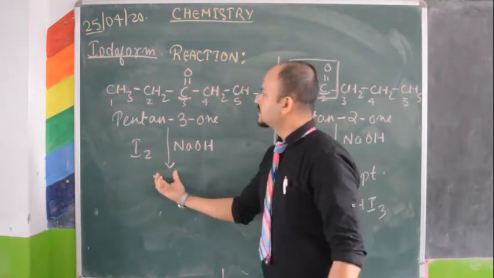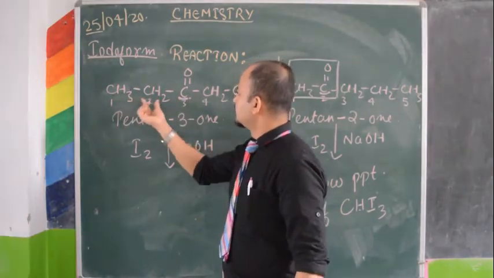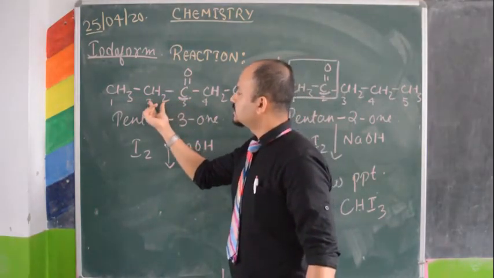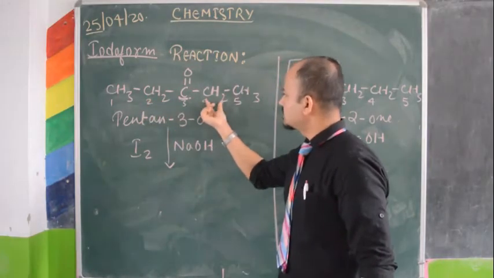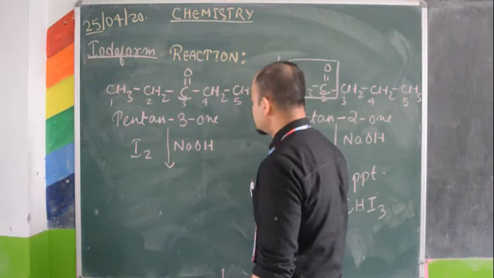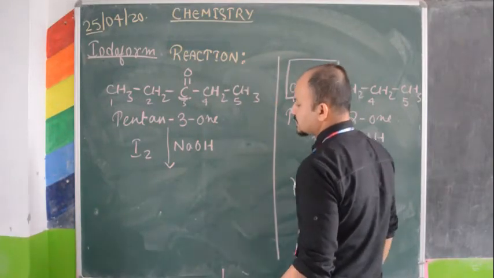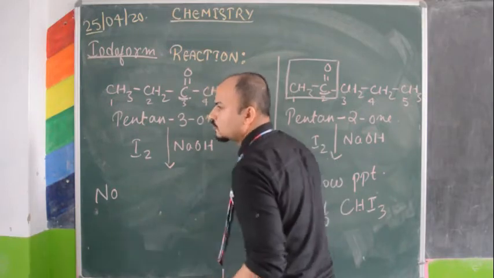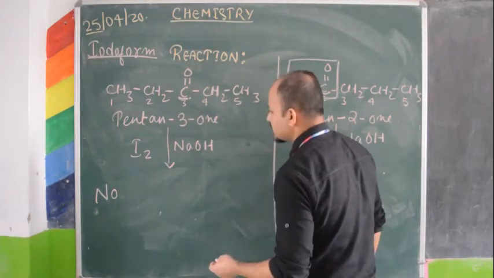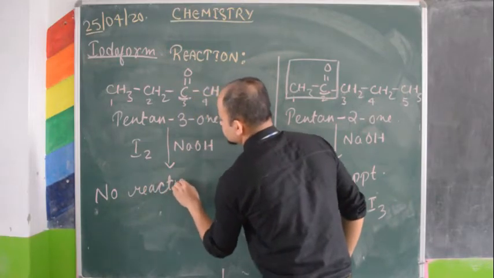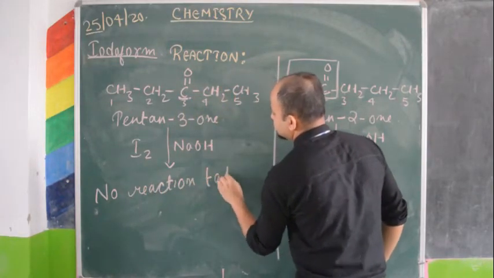Whereas in this case, this C double bond O is not attached to CH3. Here it is only CH2. This side also is only CH2. Therefore, this compound does not give you the haloform reaction. Therefore, here it doesn't react at all. That means you don't obtain a yellow precipitate. No reaction takes place.